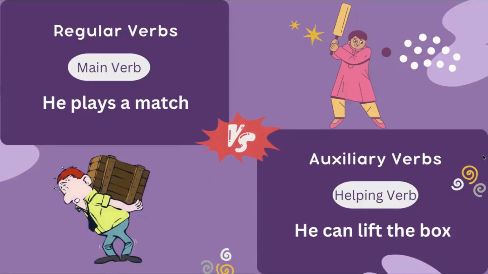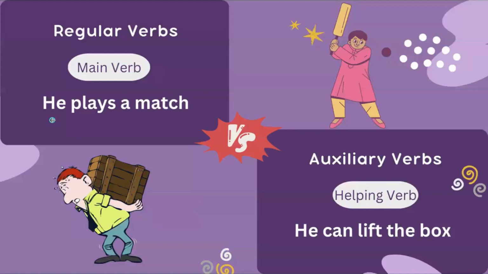As you can see on the screen, there are two types of verbs. One is regular verb and the other is auxiliary verb. The regular verb consists of the main verb, whereas the auxiliary verb is the helping verb that always appears before the main verb. Now let's see the examples.